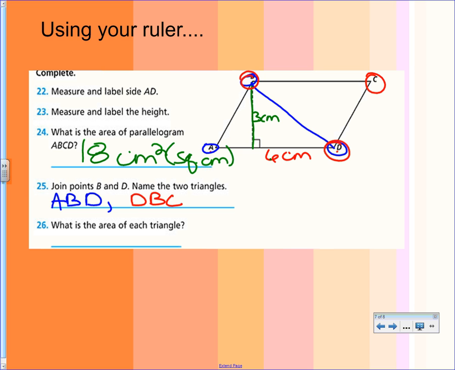Now if I looked at them, how could I figure out the area of each of those? Because they look exactly the same, because if you remember from before, half of that shaded piece equaled the whole parallelogram, or half of what the area was. So if we know that the area of this parallelogram was 18, what would half of 18 be? You got it, 9 squared centimeters.